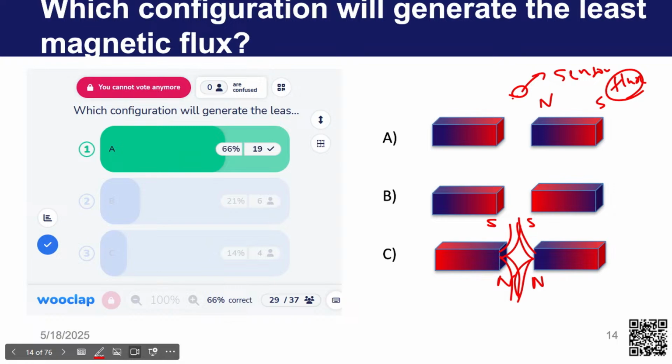So, you will have more magnetic flux coming out when like poles are facing each other. In this configuration, they will just get attracted, nothing will come out, no magnetic flux will come out. This sensor will not see any flux.